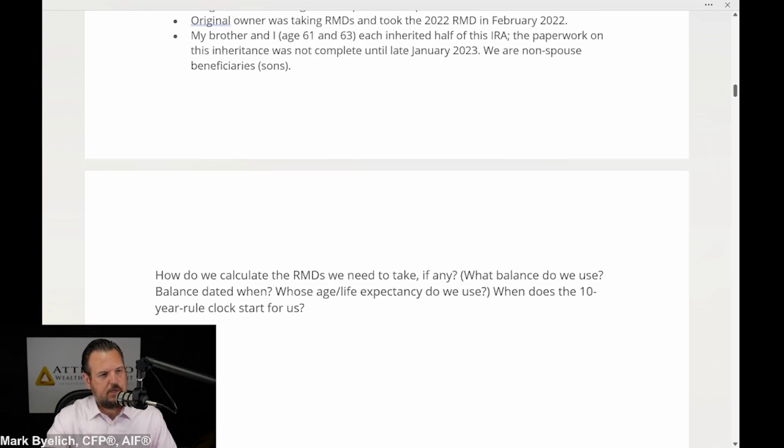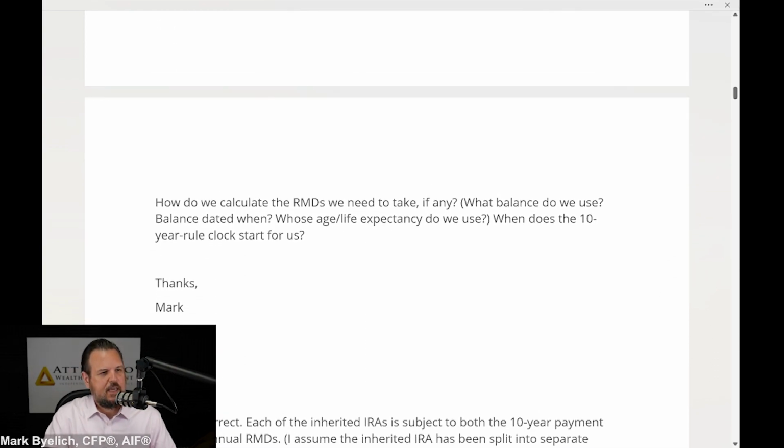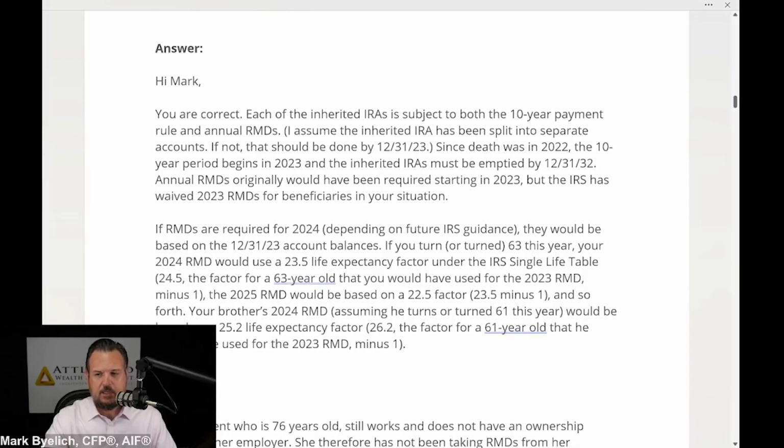They go on to write, how do we calculate the RMDs we need to take, if any? What balance do we use? Balance dated when? Whose age or life expectancy do we use? When does a 10-year rule clock start for us? These are really, really great questions. And if you have any insights on these answers for Mark, just type them into your chat. I'd love to hear. But here we go with the answer.